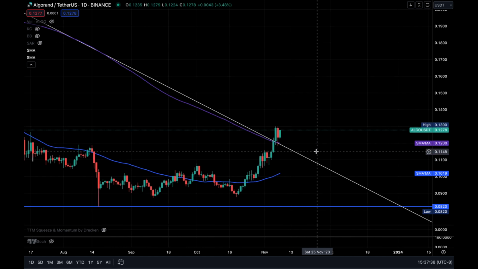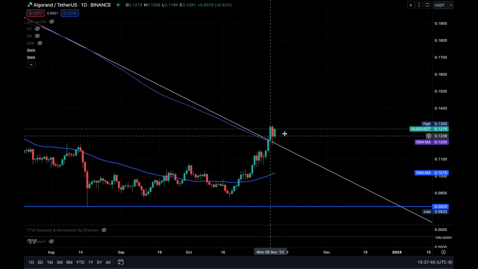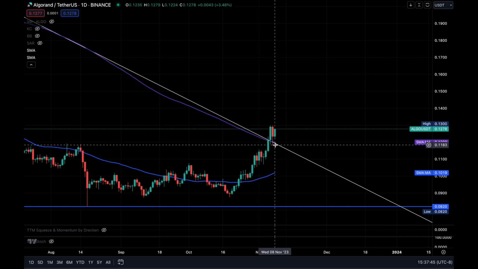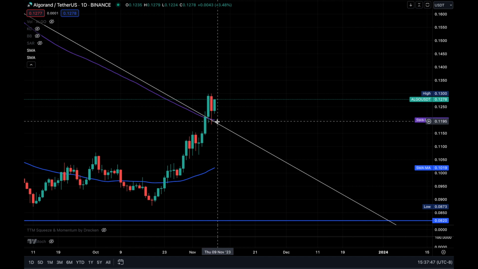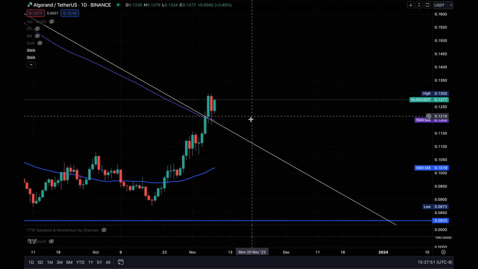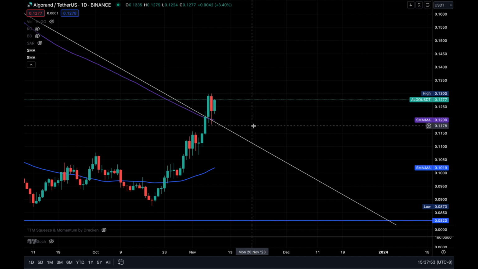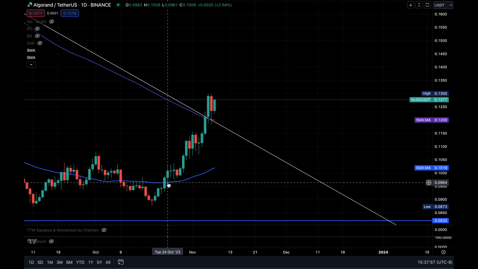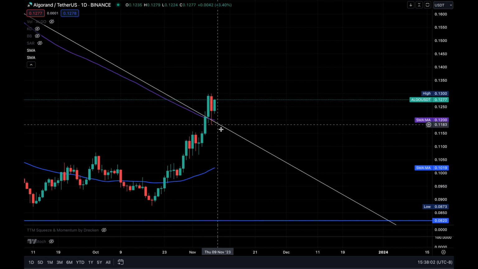1, 2, 3 closes right here. That's 3 days above the 200 simple moving average, and also 3 days above this trend line, which, as I showed you, goes all the way back to February of 2023. And ever since October, Algorand has been on a tear.